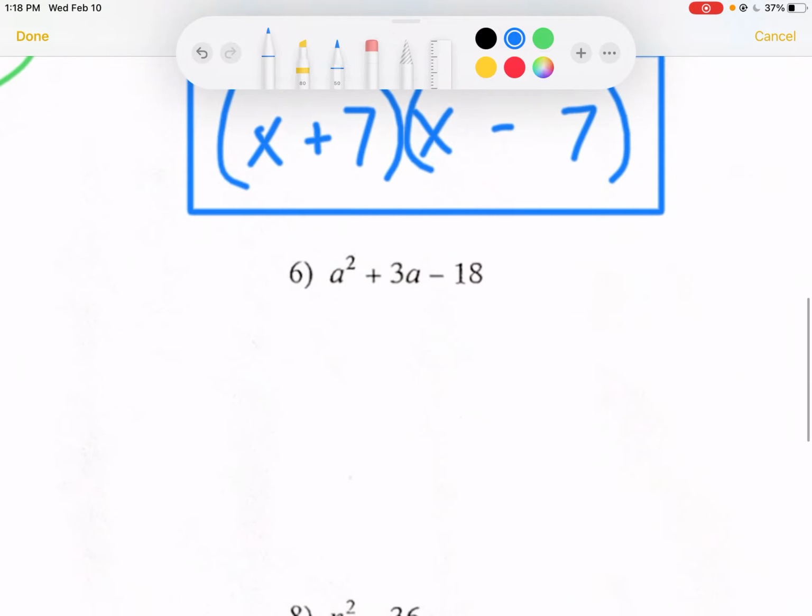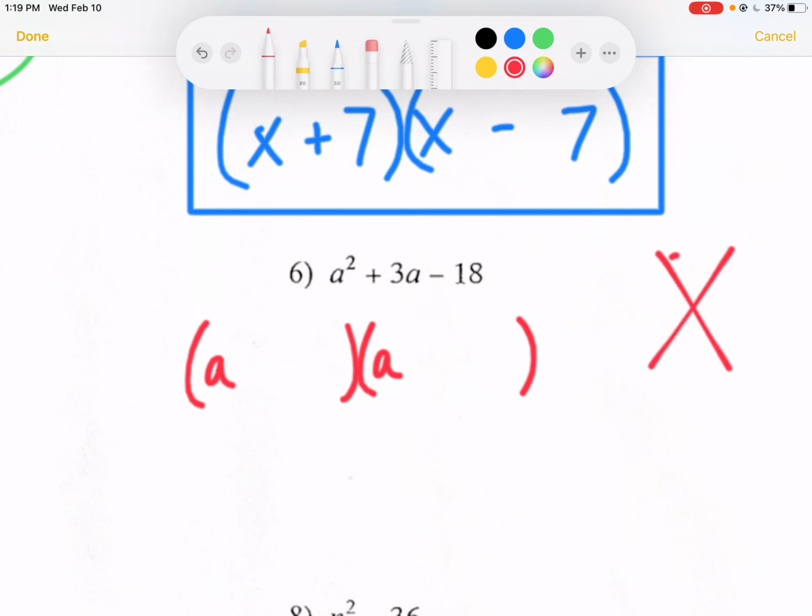Let's try number 6. Number 6, we have to go a times a to get a squared. What about 18? You're looking for things that multiply to negative 18 and add to 3. Could be 1 and 18, could be 2 and 9, could be 3 and 6. So it must be 3 and 6. If I want to get a negative 18, one of the two numbers has to be negative. So if they're going to add to positive 3, then it must be negative 3.